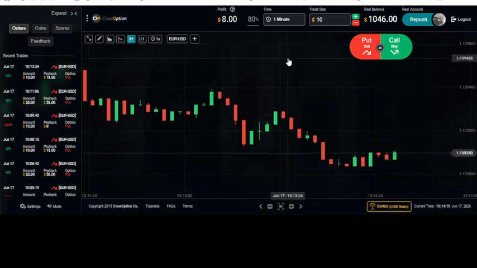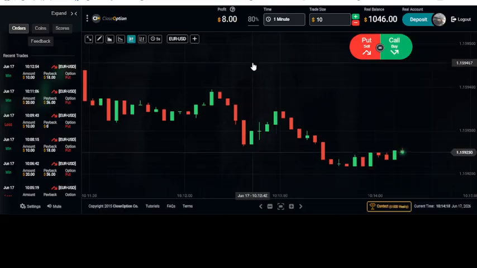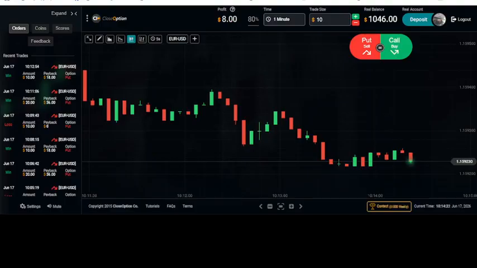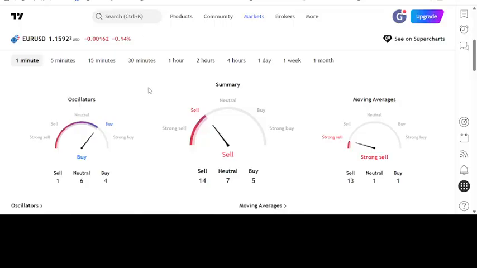I just wanted to share this trading strategy utilizing the martingale strategy and the close option trading platform, as well as the TradingView platform here. Very powerful strategy and a great set of technical indicators here.